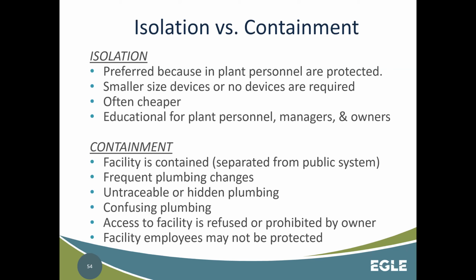Containment. The facility is contained, public water is supplied. Frequent plumbing changes. Okay. So in large industrial buildings, or hospitals, it might just be so impossible because there's always something being replumbed, or you just can't trace the pipe. All right. It goes behind that wall and who knows where it goes, kind of thing. Confusing plumbing. It's hard to trace the pipe again. Access to it. Or you might be refused into the buildings. Like I said, you only have a very limited scope in how much businesses have to show you. All right. Facility employees will not be protected though during containment.